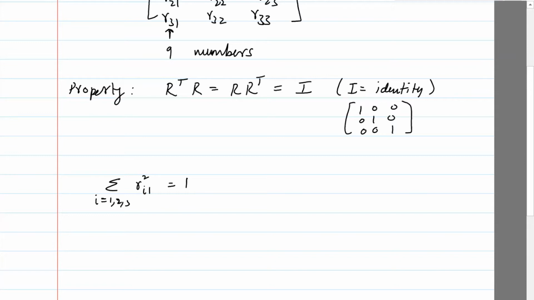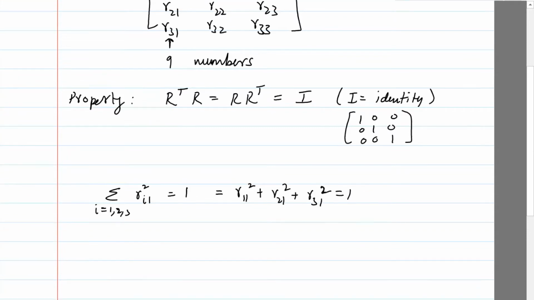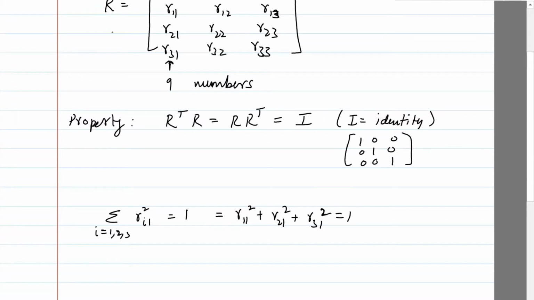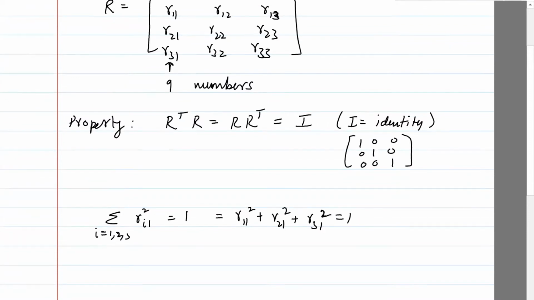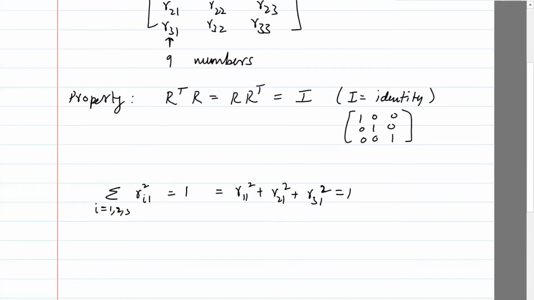Is that right? Hold on, let me check this. So maybe we can expand it to make more sense of it. R11 square plus R21 square plus R31 square equal to 1. Okay, yeah, so any column, if you take that, the sum of squares should be equal to 1.